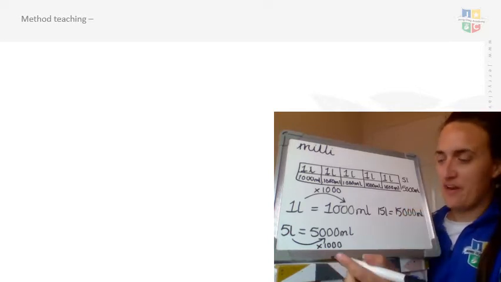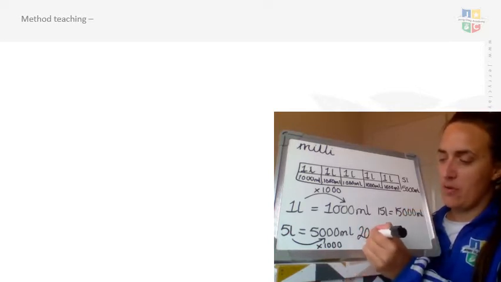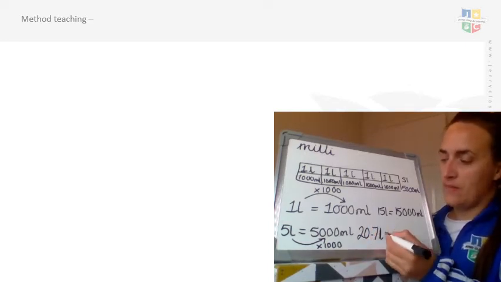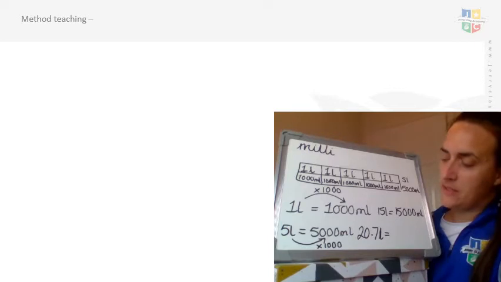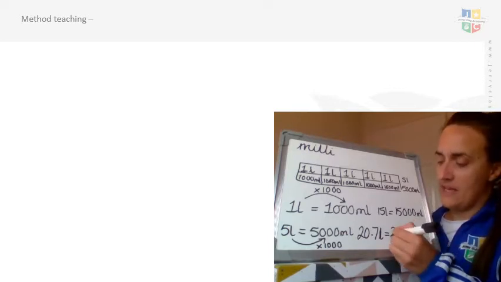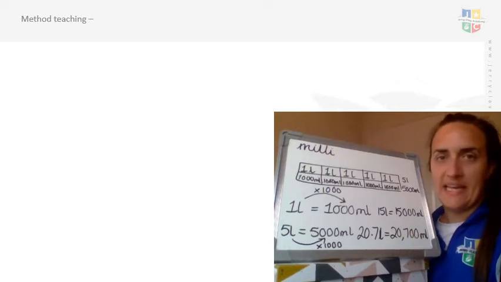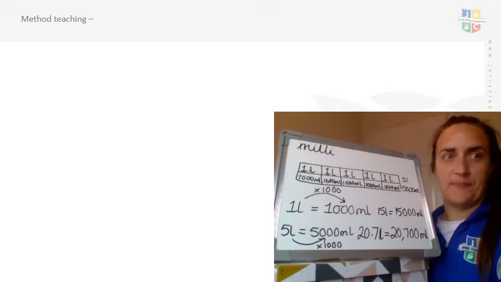I'm going to give you a tricky one now. 20.7 litres. Multiply by 1,000. Excellent, that gives us 20,700 millilitres. So let's just have a quick look at the other way around then.